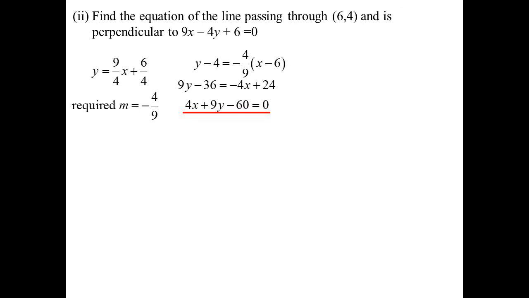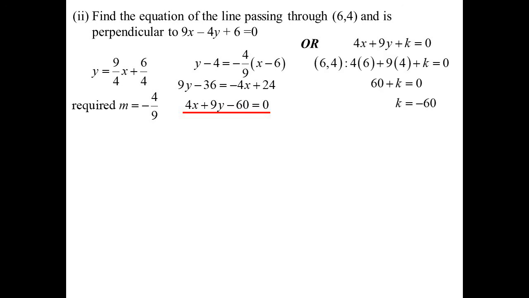So if you know that pattern, what you could have said was, well, if it's perpendicular to this one, I know it must take the form 4x plus 9y plus some number. I know a point that's on the line, substitute in, there's my k, -60, that's the equation of my line. And so using the pattern of mathematics, it can save us time.